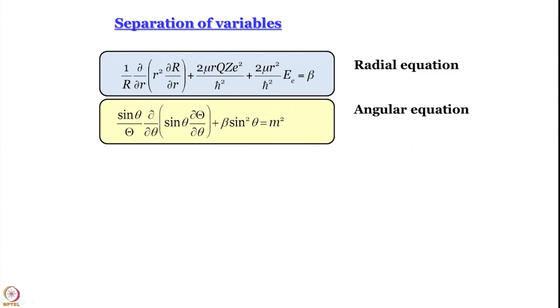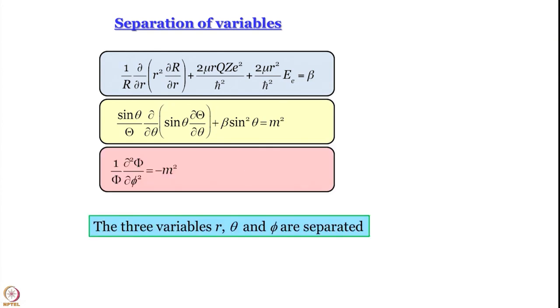Please remember that for spherical polar coordinates, there are two classes of coordinates. One is r, which is a length, and theta and phi together are angular coordinates, they are angles. Now, I am not going through the detail of separation of this angular equation into the phi part and theta part once again, because we have done it while discussing rigid rotor already. So, I just request you to recall what we had talked about there.